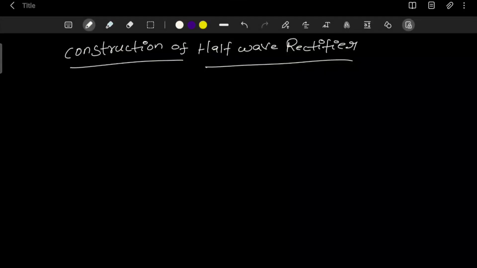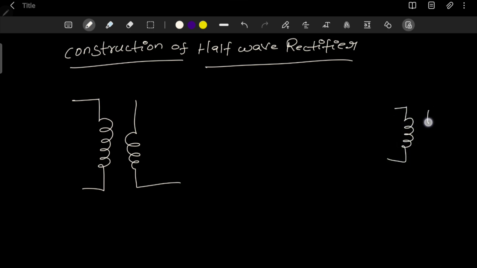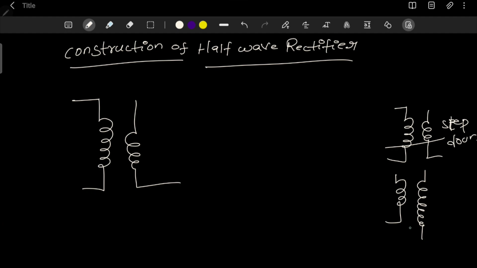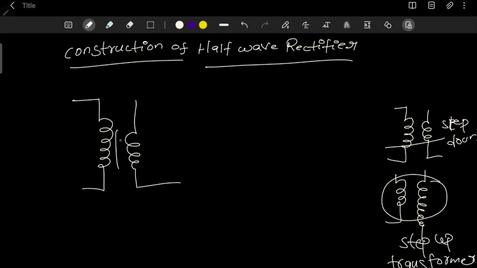I am showing the construction of the half wave rectifier. We are considering the primary winding and the step down transformer. Step down transformer means the number of turns of coil is less in the secondary winding. When the number of turns is more, it comes under the step up transformer. In the half wave rectifier, we are using the step down transformer.